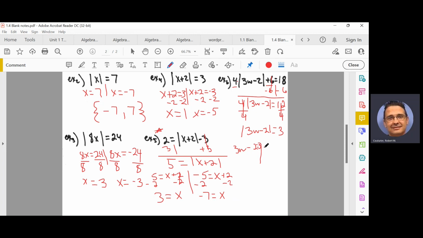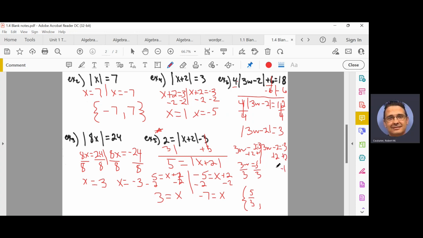It's really crammed in there. 3w minus 2 equals -3. All right, we add 2 to both sides. 5 is equal to 3w, and you divide by 3. So one solution is 5 over 3. Just leave it like this. This is a fully reduced fraction. You're cool. I'm going to add 2.